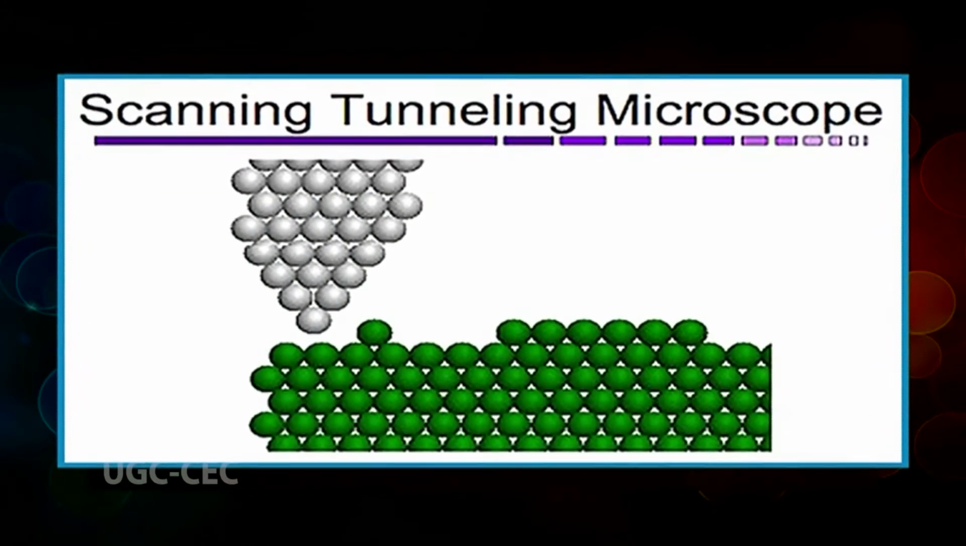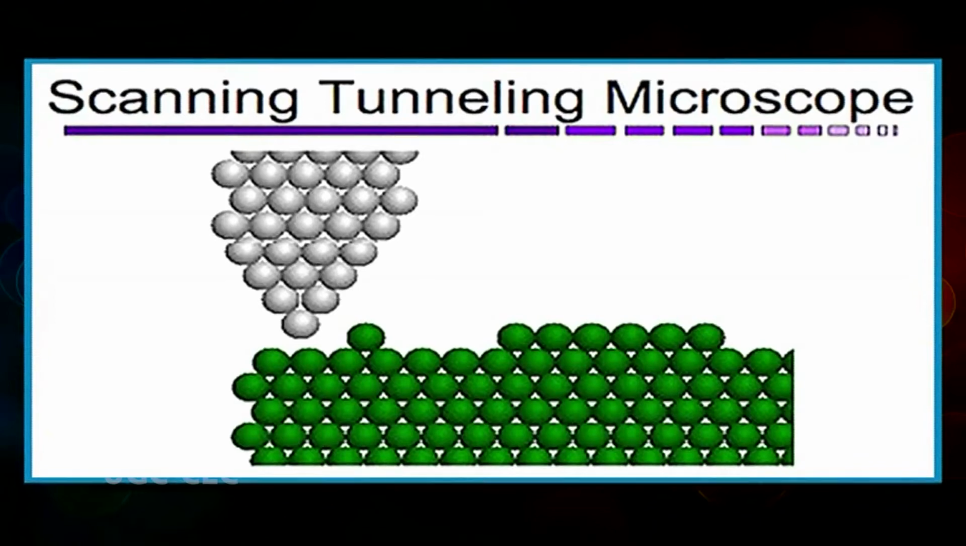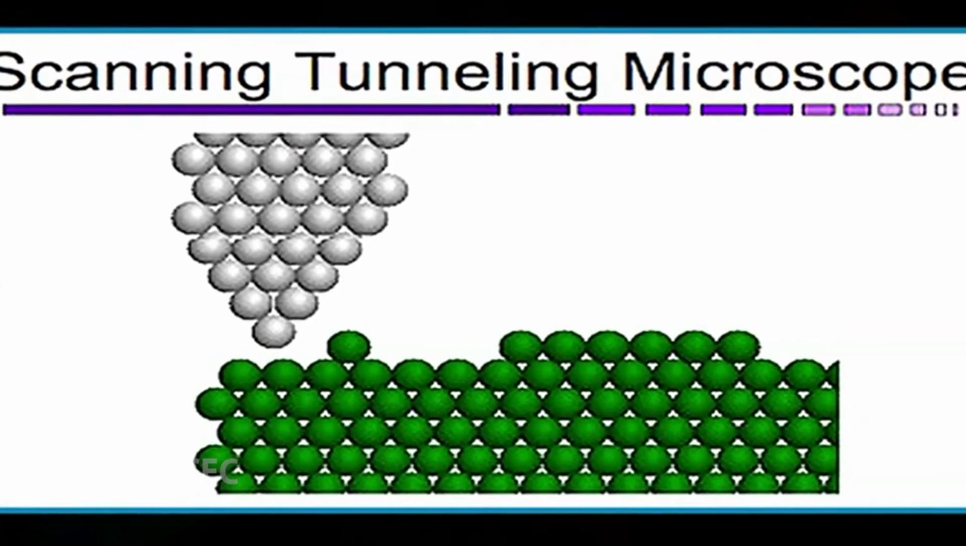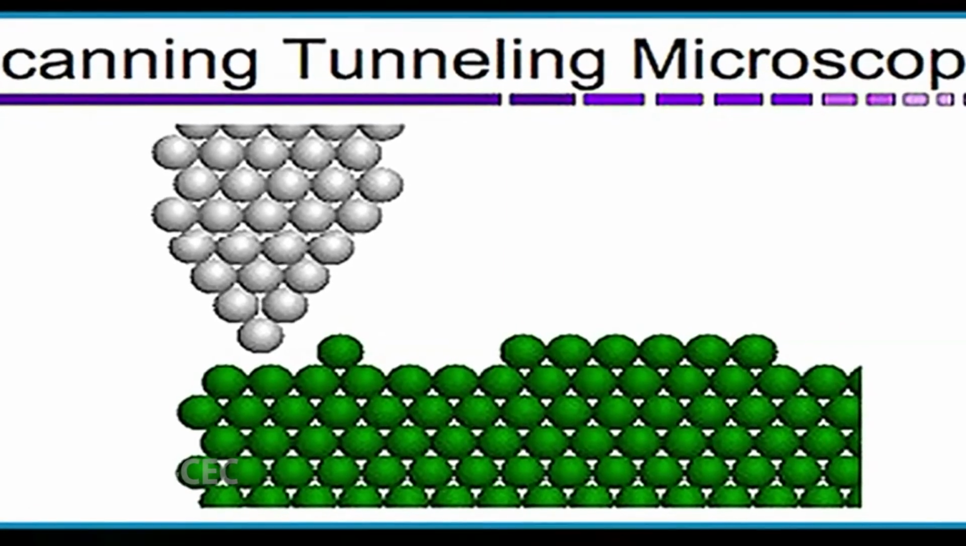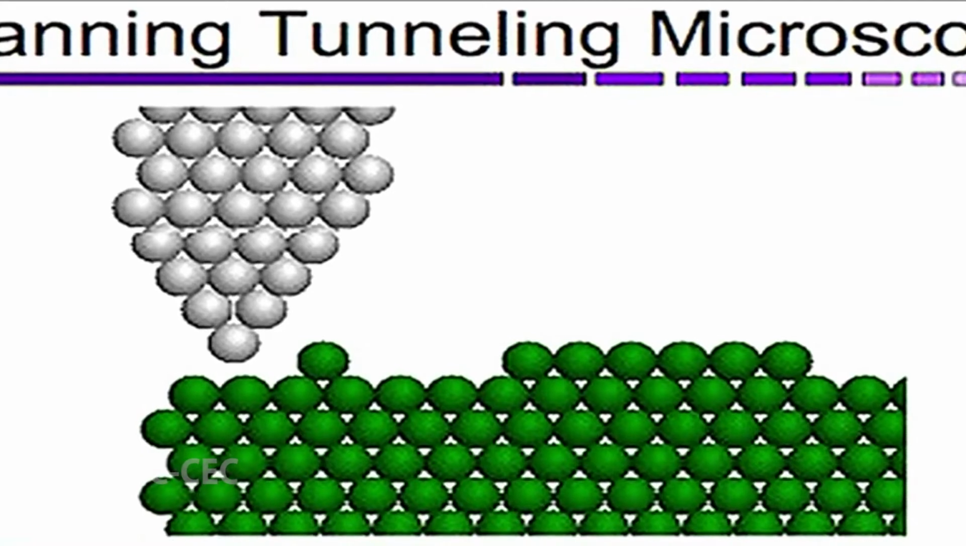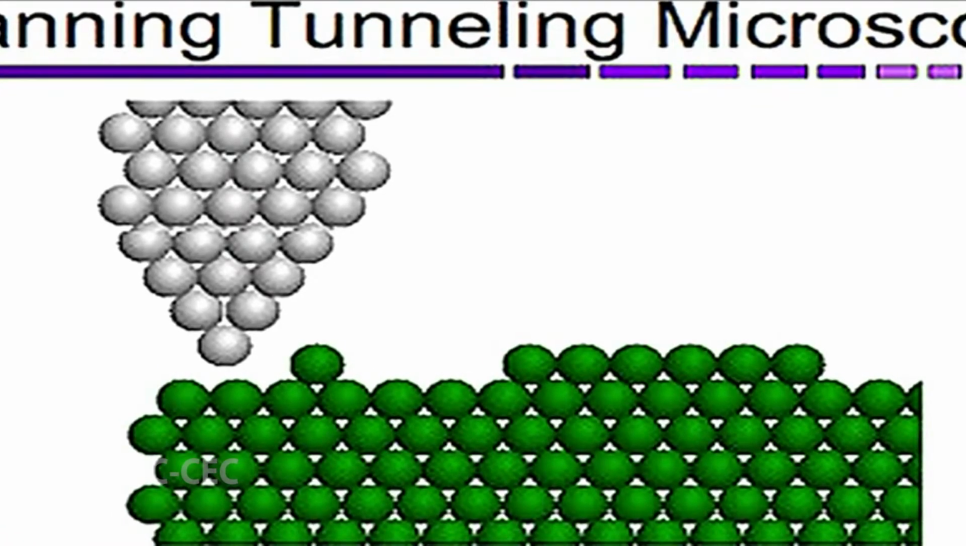This is when a very sharp conducting tip is brought to the surface and a voltage is applied between them, and we are able to measure the tunnel current, and if this is maintained, we can trace the elevation of the surface and then produce an image of it.